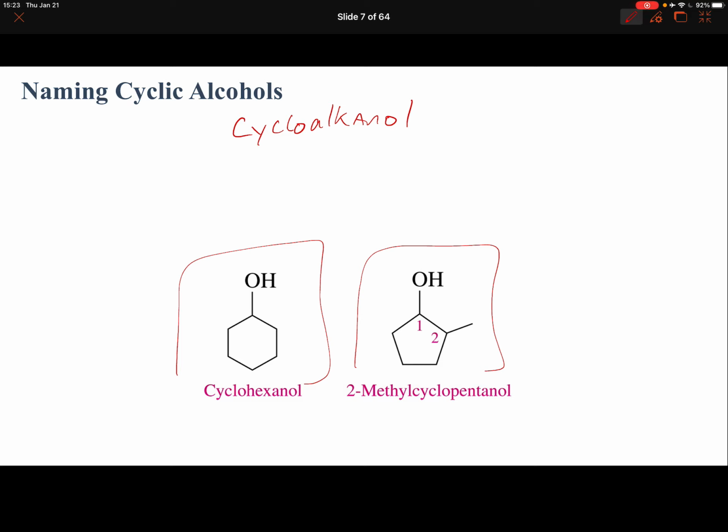Compounds with no substituents, again, don't require any numbering. If this methyl had been over here instead of here, then this would be 3-methylcyclopentanol. We don't have to say 3-methyl-1-cyclopentanol. We don't have to mention that the OH is on the 1. It's implied already that that's how we're numbering.